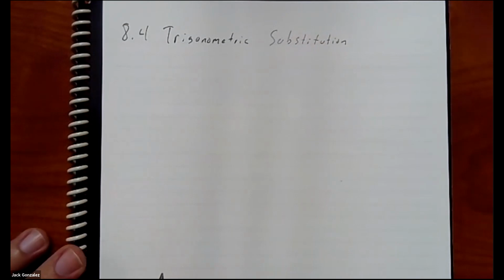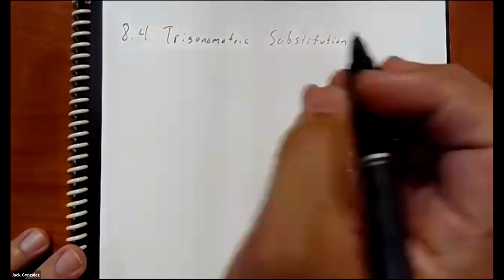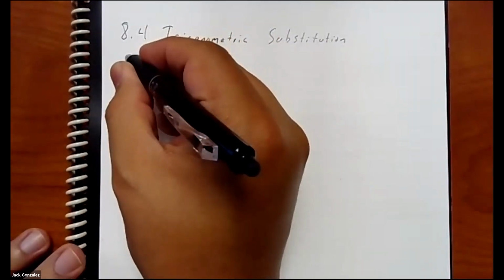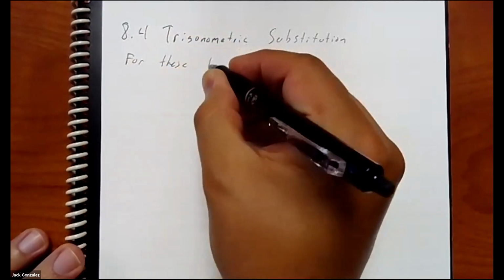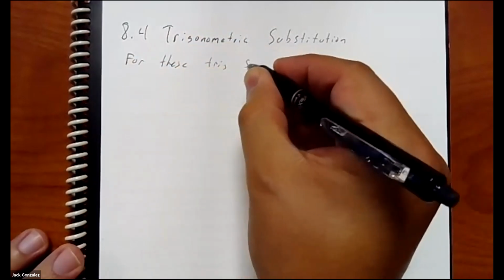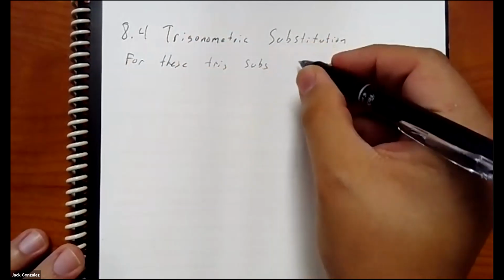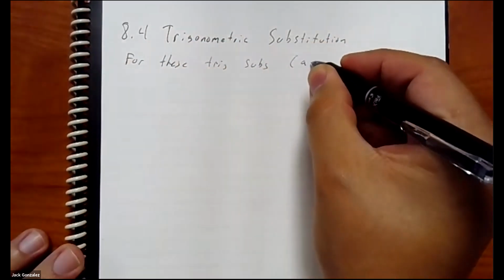For all these formulas, for these trig substitutions, a is greater than 0.